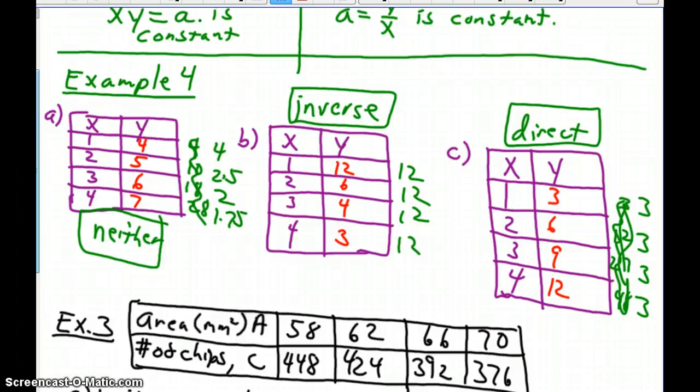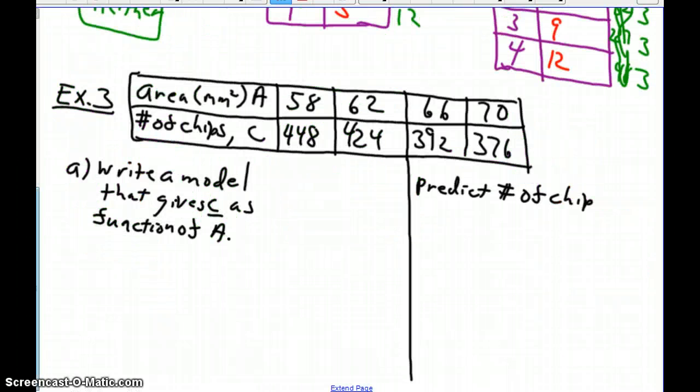Put that on. Okay. All right, so the first question is this. Write a model that gives C as a function of A. Okay, so here we go. How much is 448 times 58? What you guys get? 25,984. Okay, let's do the next one.